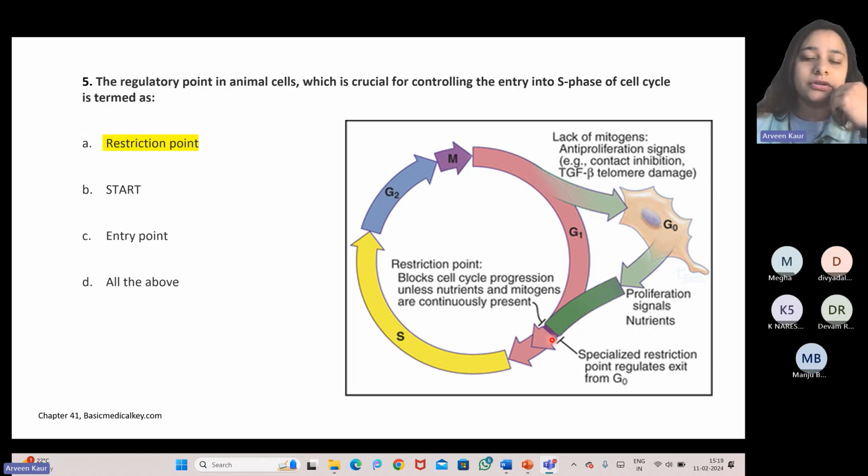But yeah, what this restriction point is basically is a point after which, if the cell cycle progresses, then the cell is committed to go through the entire cell division cycle, right? So it blocks the cell cycle. This restriction point blocks the cell cycle progression unless nutrients and mitogens are continuously present.